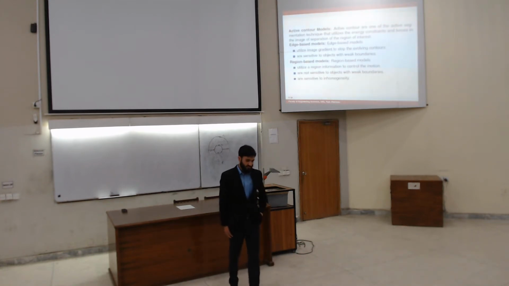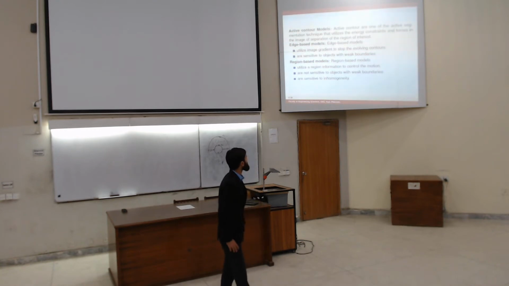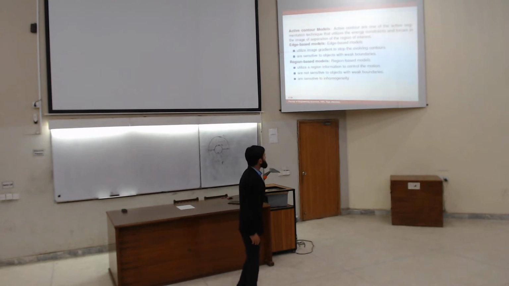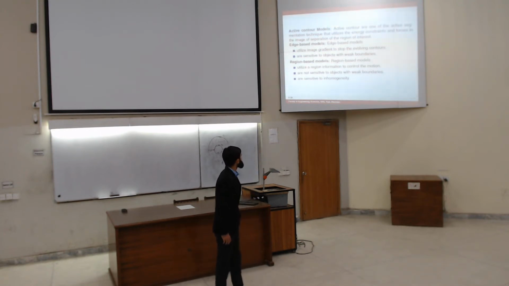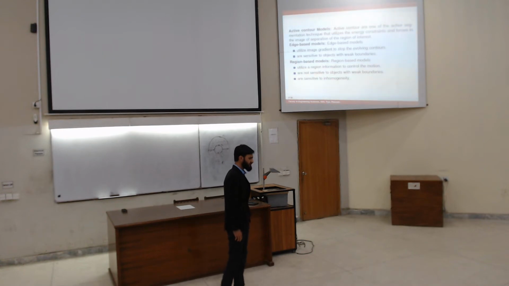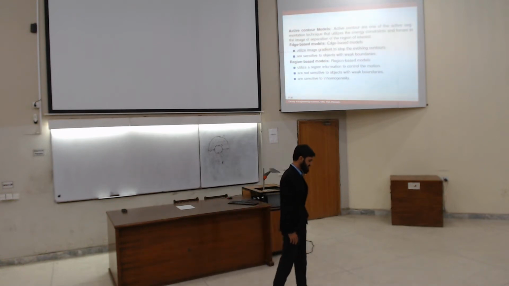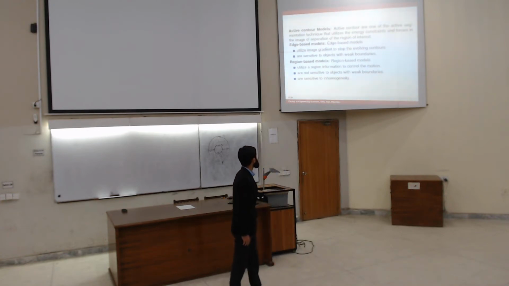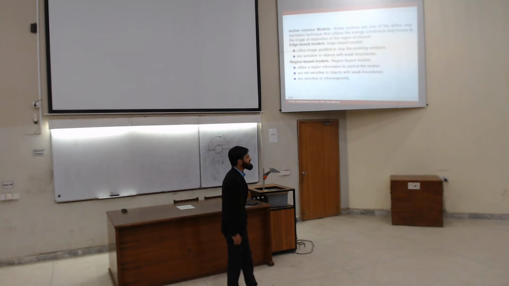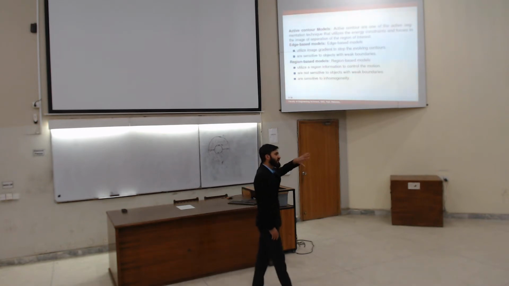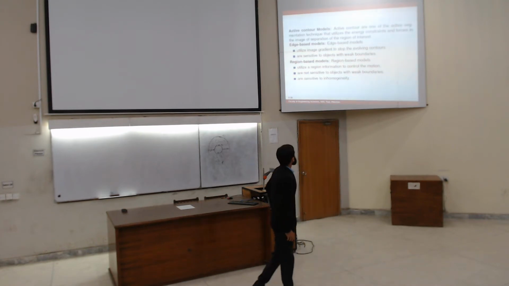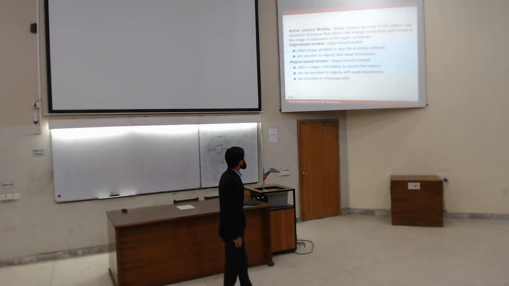Next, active contour models. Basically, active contours are one of the active segmentation techniques that utilize energy constraints and forces in the image for separation of the region of interest. Often we use two models. The first one is called edge-based models, and the second one is called region-based models. Edge-based models utilize image gradient to stop the evolving contour on the boundary of the tumor or the object in the image. But these models are sensitive to objects with weak boundaries.